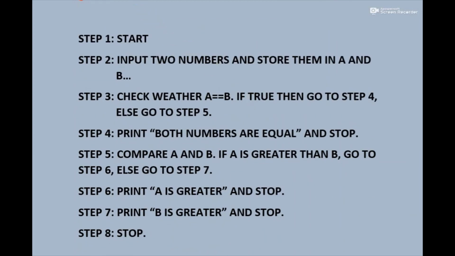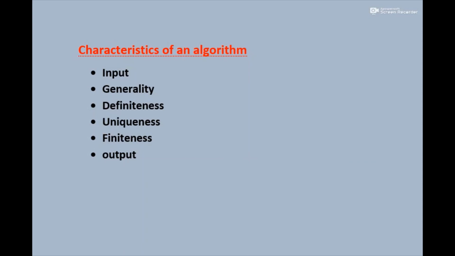The next topic is characteristics of an algorithm, that means features of an algorithm. A good algorithm should possess the following features. The first feature is input. An algorithm accepts an input, so if we are creating an algorithm, there will always be input present. The second feature of an algorithm is generality, which means an algorithm works on a set of inputs.